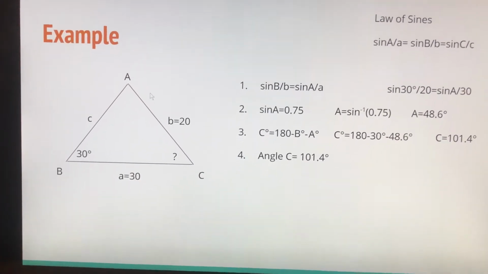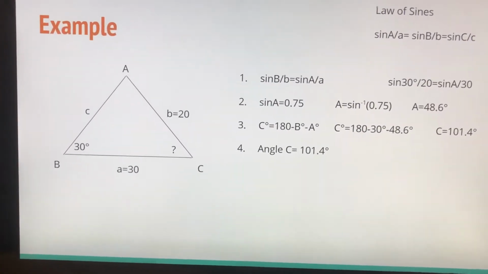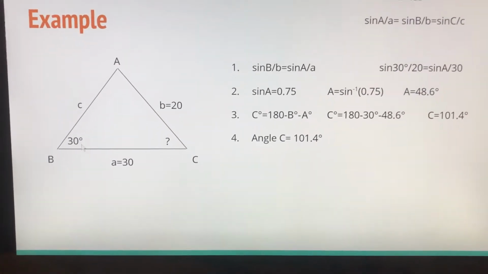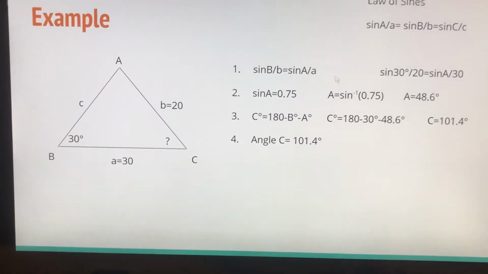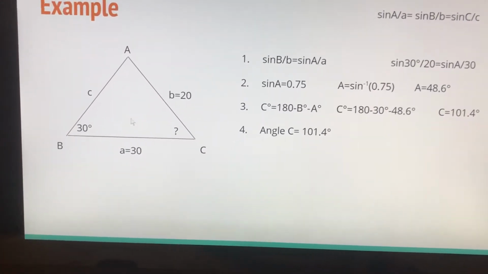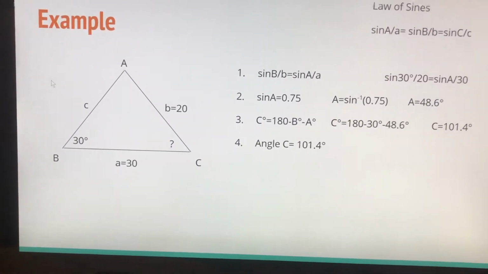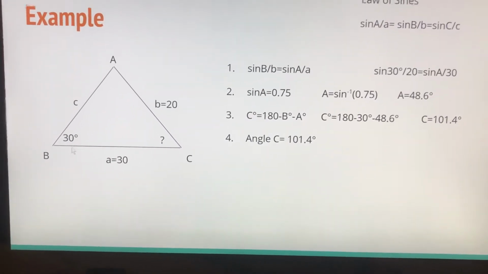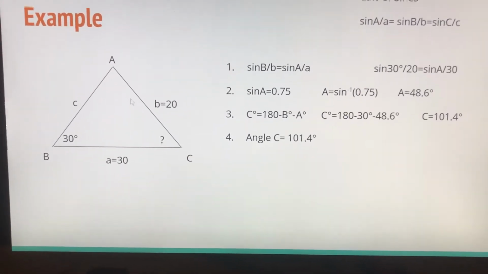The law of sines is sine A over A is equal to sine B over B, which is equal to sine C over C. The first step is that you're given B, which is 30 degrees, and the side 20. So it should be sine B over B equals sine A over A, because you have one side of A and you have none of C, so you can't use sine C over C. So you plug that in, which is sine 30 degrees over 20 is equal to sine A over 30.